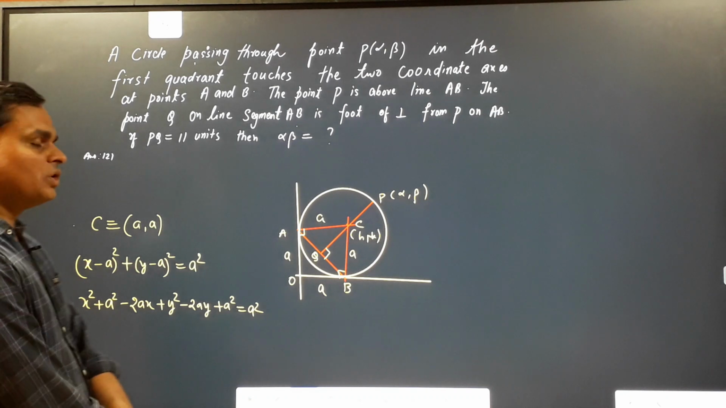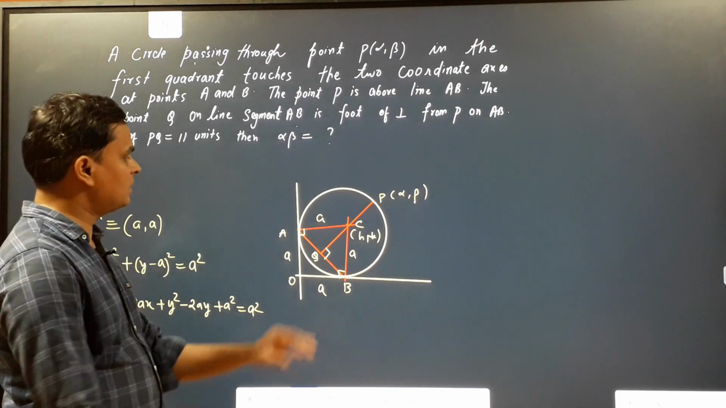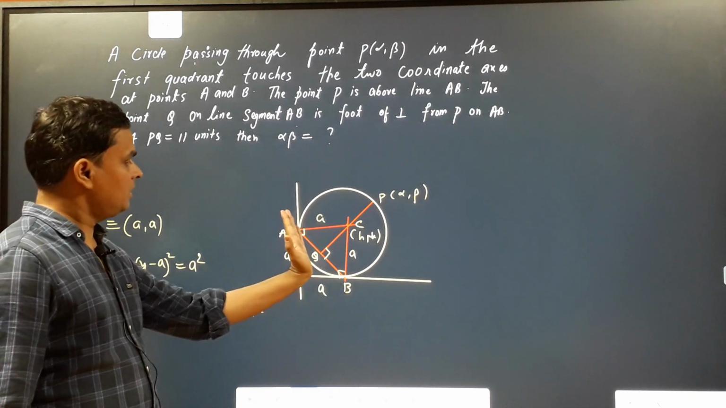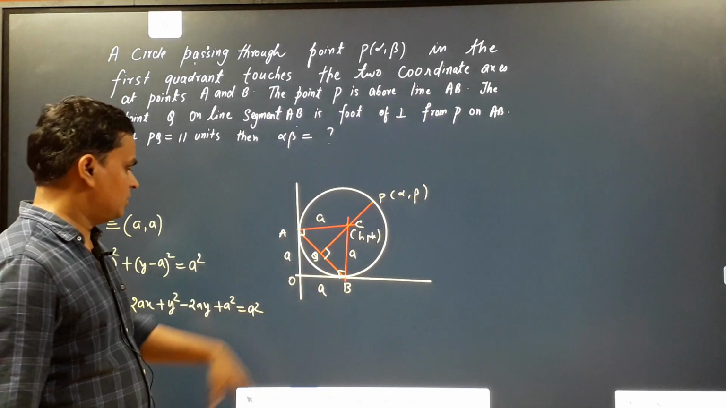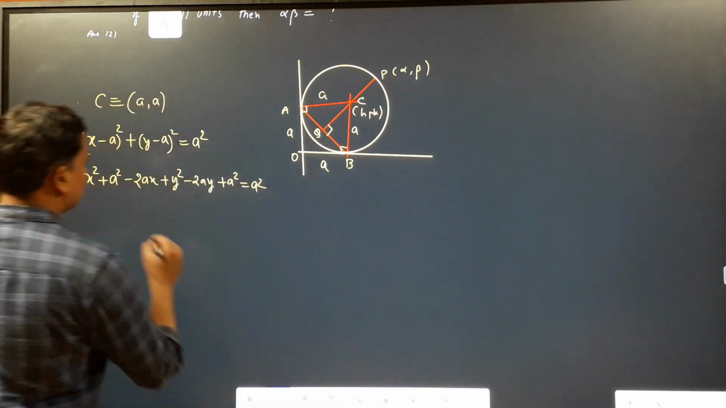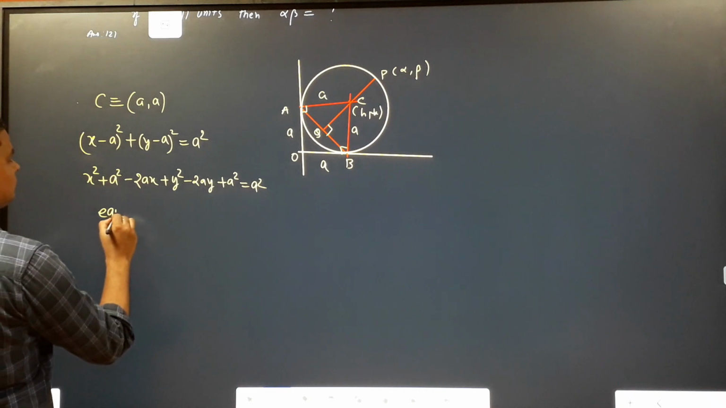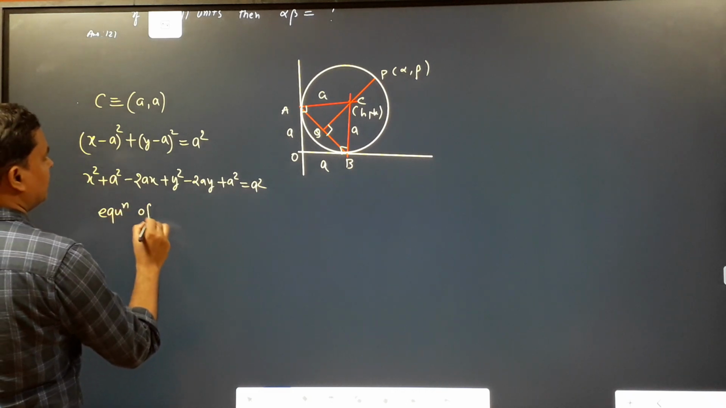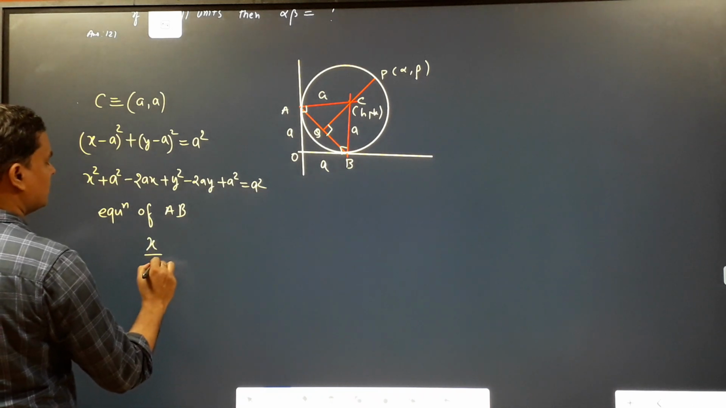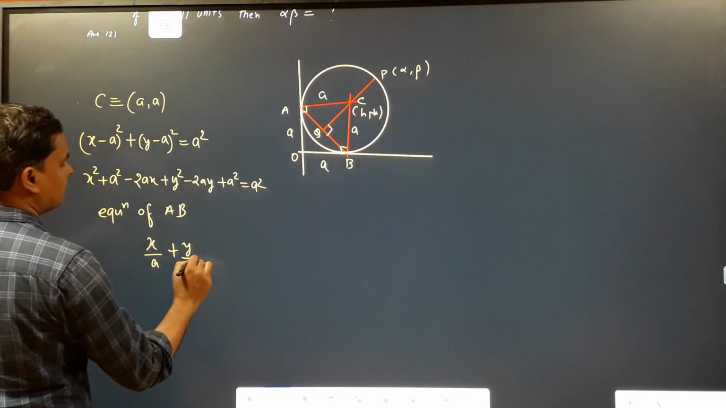Can we find the equation of line AB? Yes, by slope and intercept form. AB has two intercepts, A and A. So we can find the equation of line AB as x by A plus y by A is equal to 1.